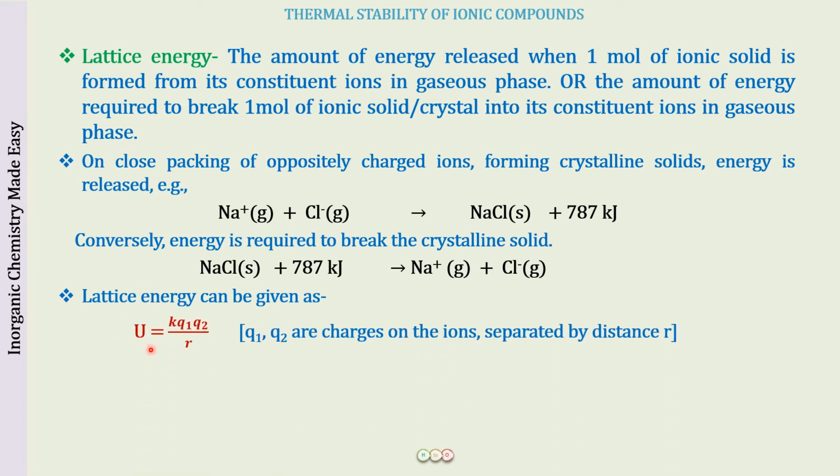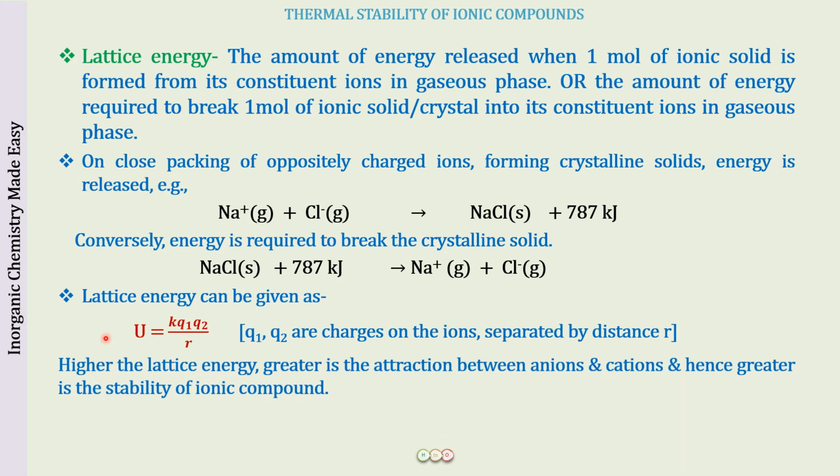The symbol for lattice energy is U, which is equal to K Q1 Q2 by R, where K is a proportionality constant and lattice energy is directly proportional to Q1 Q2, the charges on the ions. Q1 is the charge on the cation and Q2 the charge on the anion, separated by a distance R. Now if the size is more, the distance between the two ions is more. So we can say the lattice energy is inversely proportional to the size, and directly proportional to the charge.